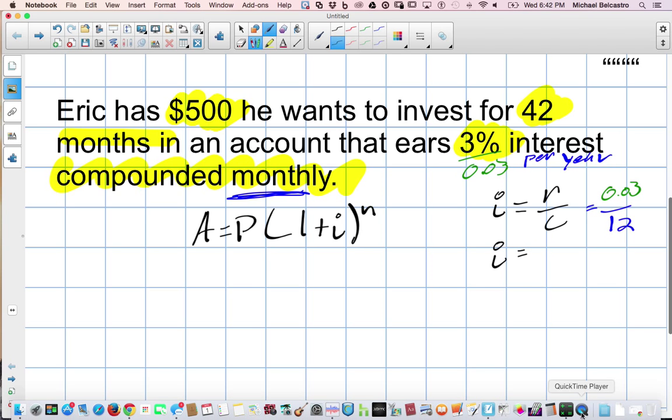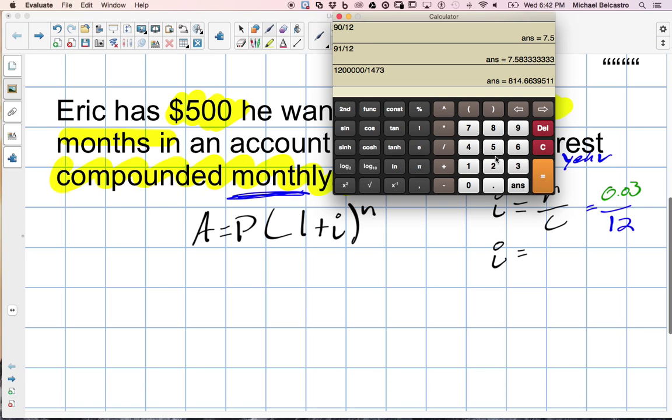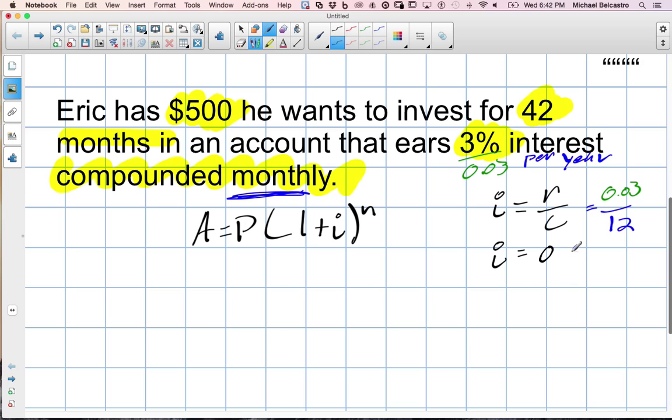So your i is actually calculated by dividing those two. It actually seems like a much smaller amount of interest, but it isn't. You earn a little bit more. 0.03 divided by 12 is 0.0025. Okay, so there's our i value.